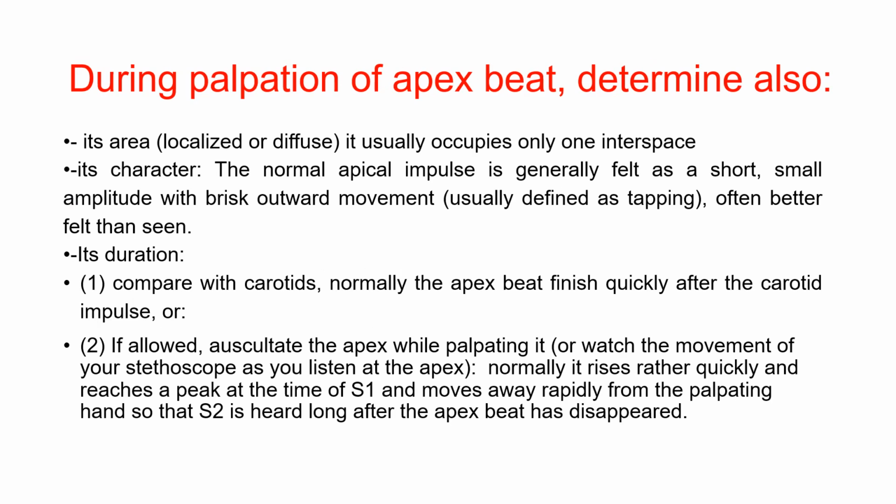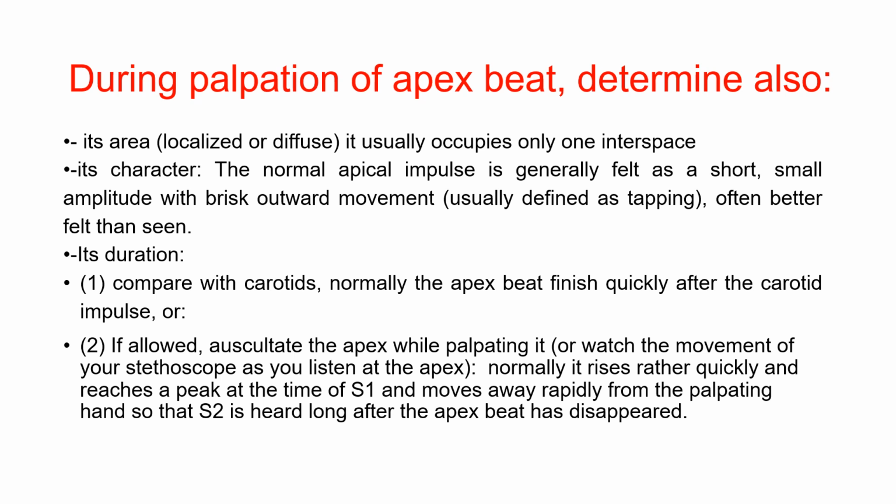And then, as I said, when we palpate the apex beat, we have to comment on four things. The area, meaning whether it is localized or diffuse. Normally it is localized, meaning that it is only in one space. Character, normal character is tapping, as I said in the beginning. And then duration, comparing it with the carotid: you will feel the apex beat with the carotid and then it ends quickly. It does not extend until the carotid pulse is finished.